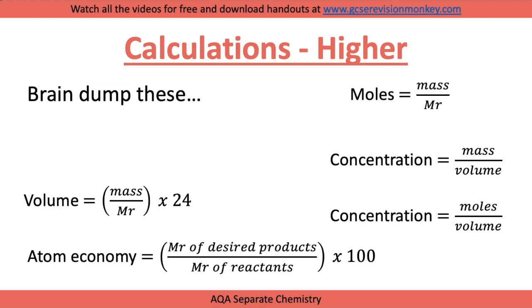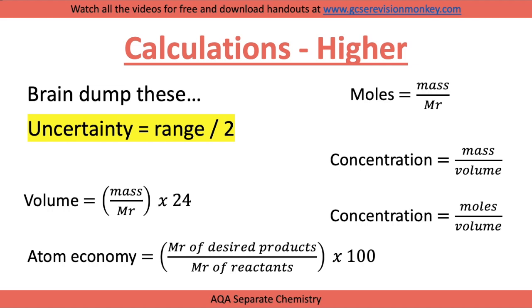And then you've got the equation for atom economy, which is the relative formula mass of your desired products divided by the relative formula mass of the reactants multiplied by 100. And then a couple more things. You've got uncertainty is equal to range divided by 2. That can come up in any of your science papers.